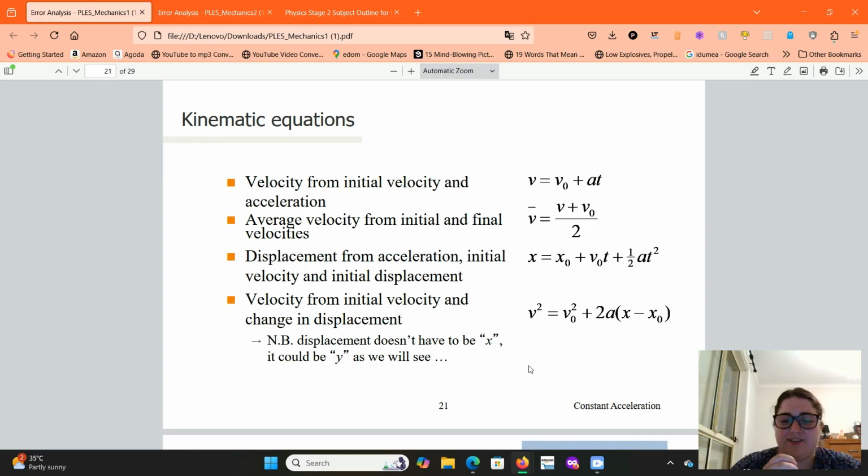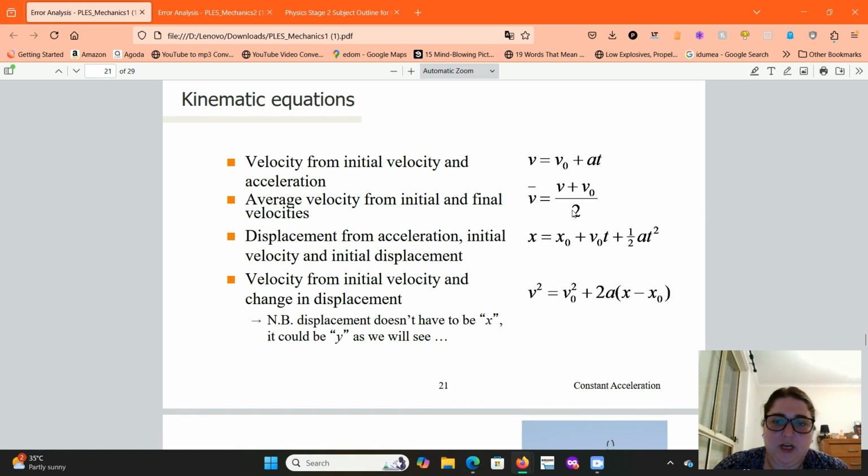Learned them first in year 11. So, velocity from initial velocity and acceleration and time. Here. Average velocity from initial and final velocities. You should know how to do this. Average velocity, final, take initial, divided by 2, get average. Actually, that should be right time. I don't know why it's 2 there.